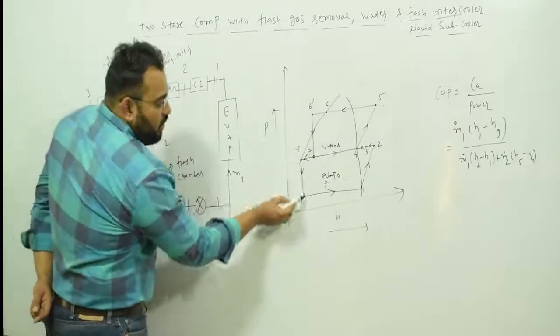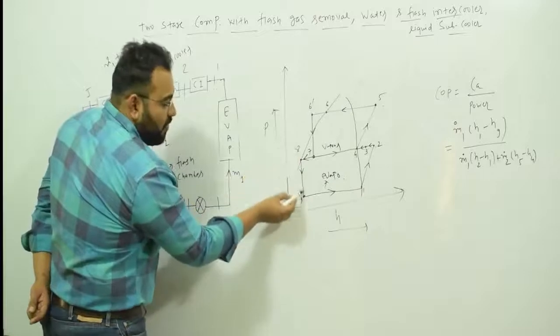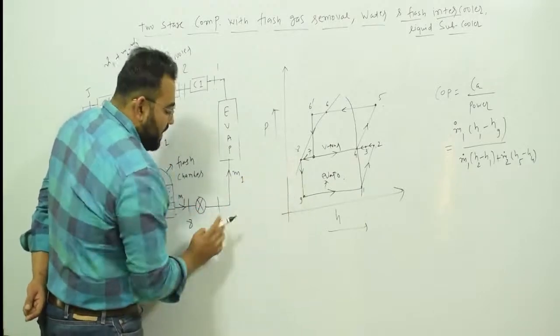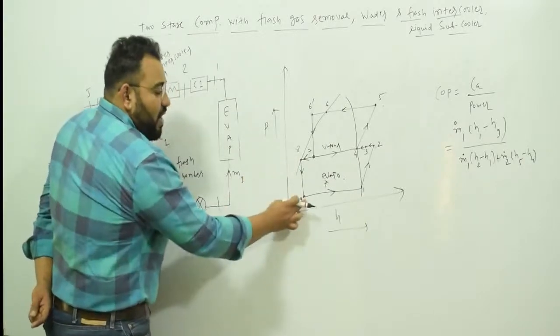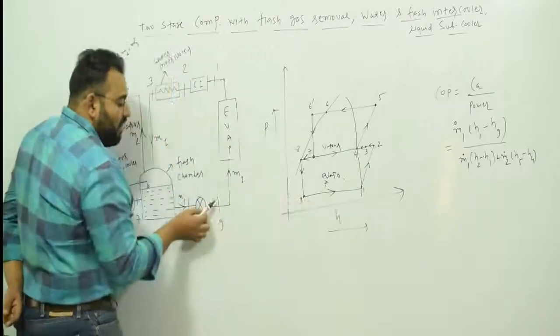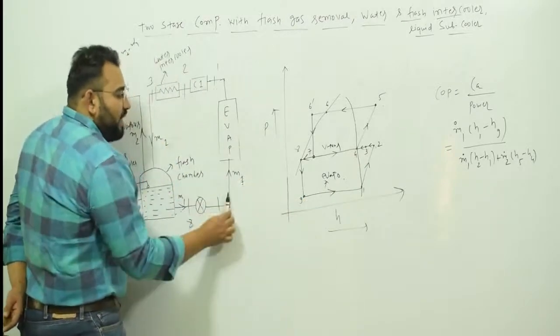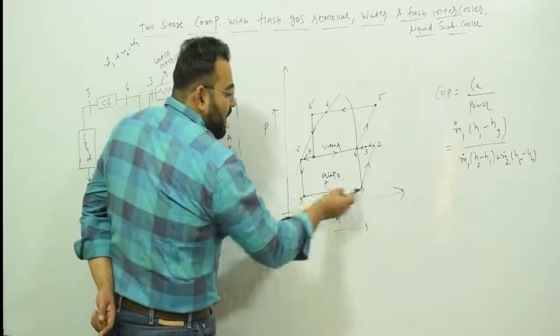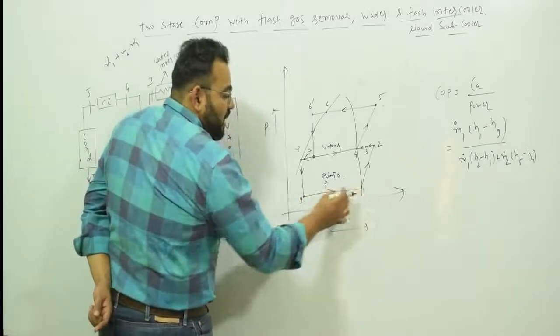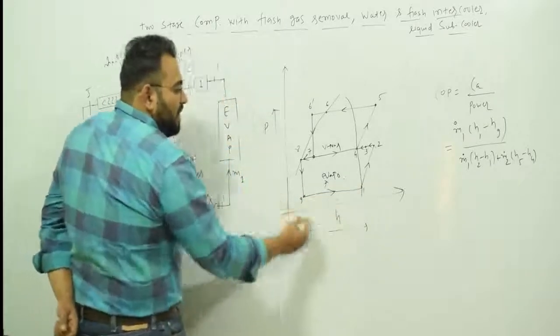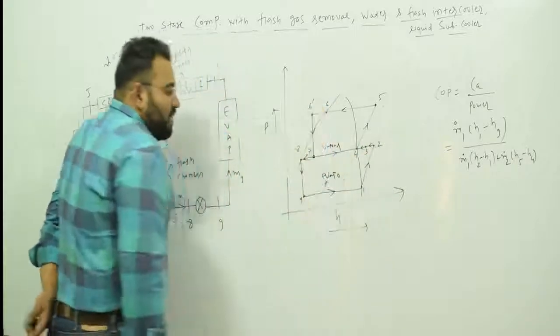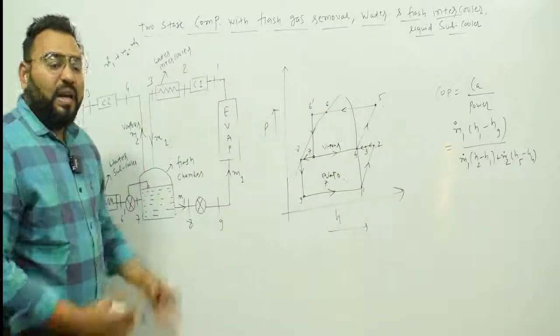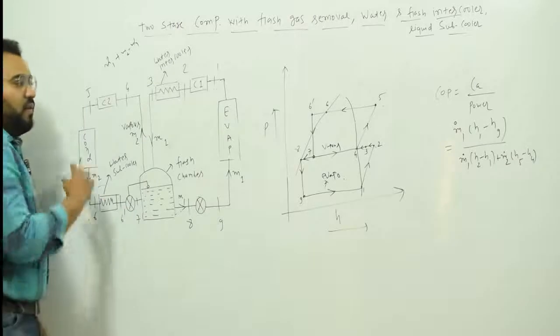So you can say 8 to 9 is throttling, a constant enthalpy process, pressure reduced, and at point 9 now you are at evaporator pressure, and now this liquid refrigerant will enter the evaporator, and the cooling will happen over here, 9 to 1, and the whole process is repeated. So this is how a complete two-stage compression system will work.